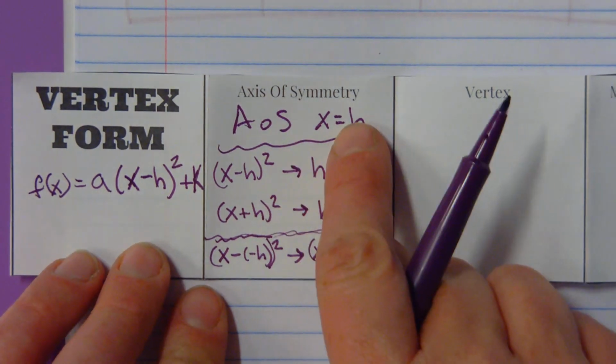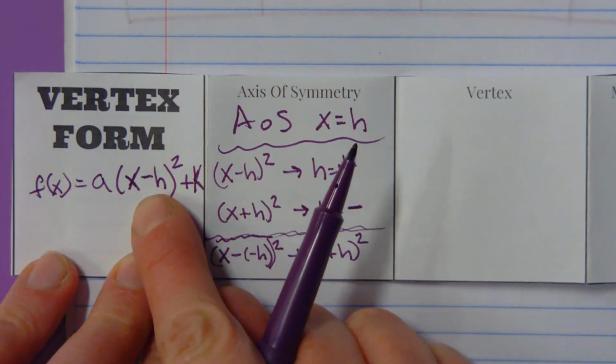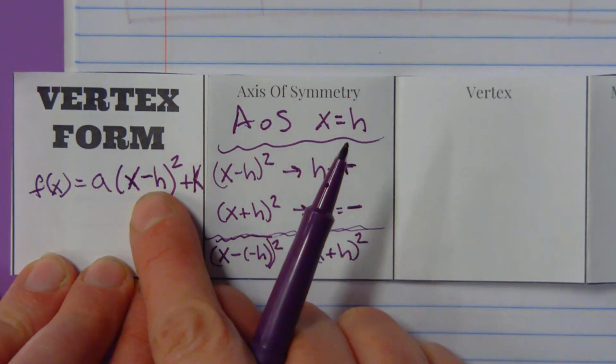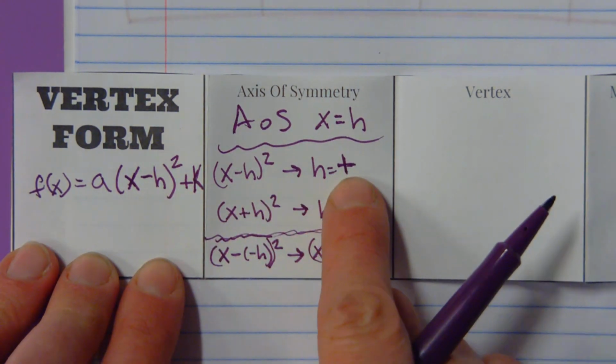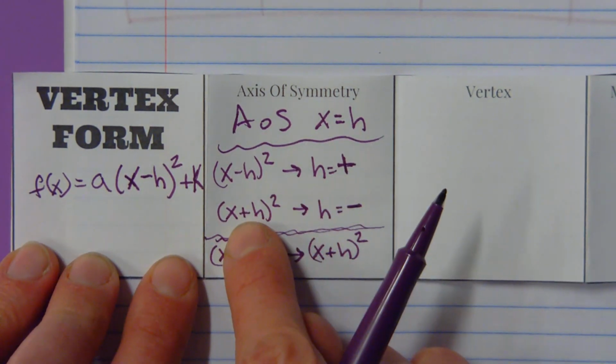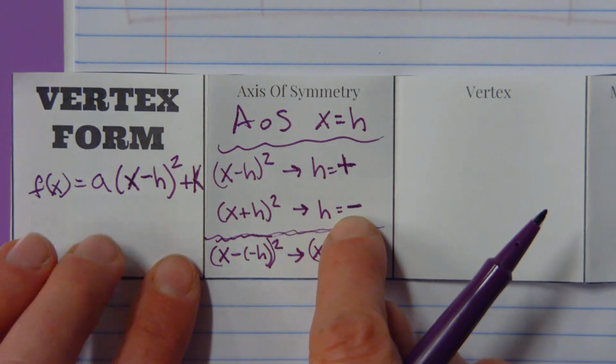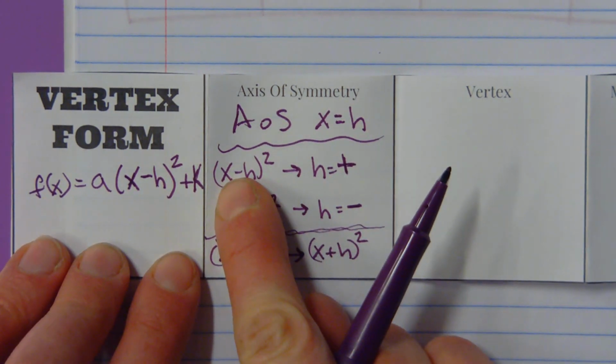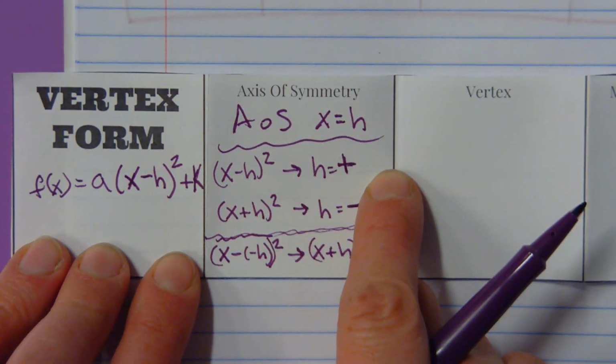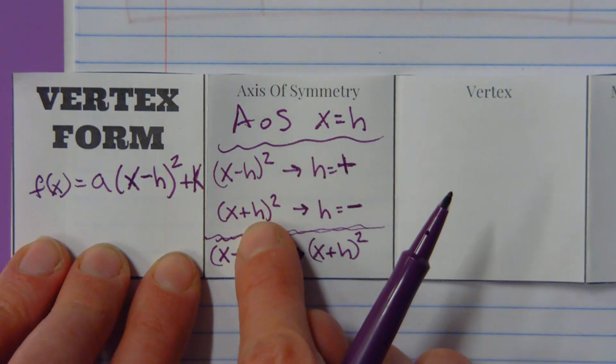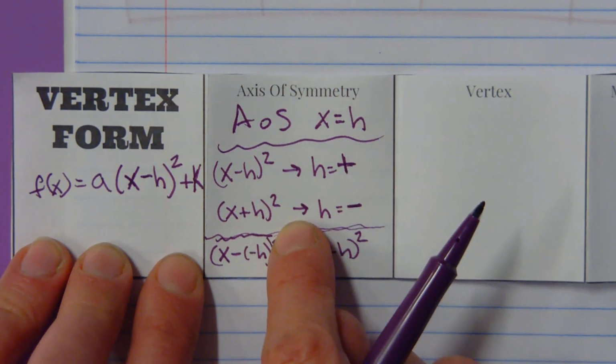Okay, that's just a little reminder down here for you. So the axis of symmetry is whatever you find h is. If it's x minus h, we know that h is positive. If it's x plus h, then we know h is negative. That's why we said if it's subtraction inside, it goes to the positives, to the right. If it's addition inside, it goes to the left, to the negatives.